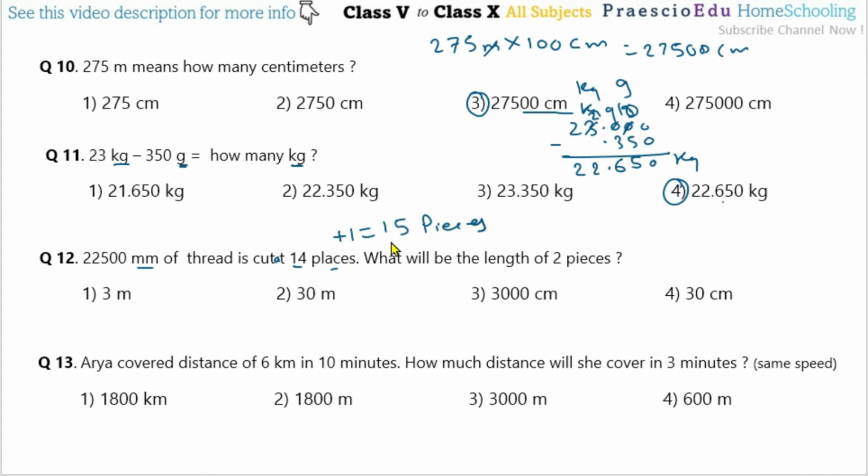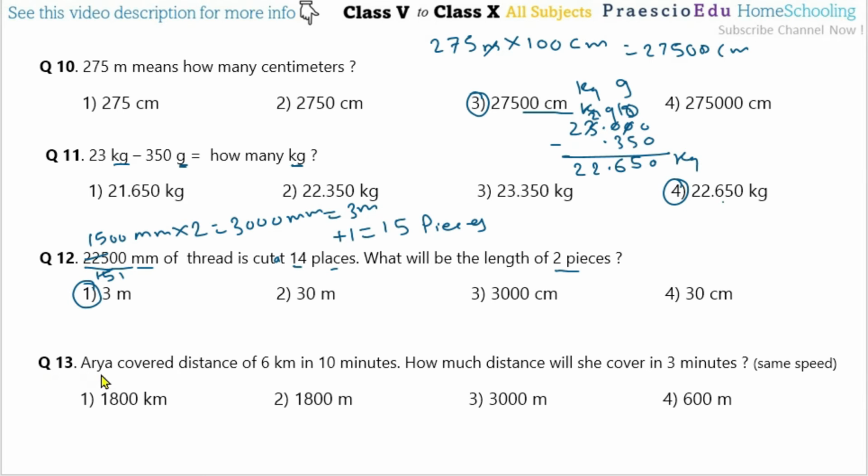Okay, we can say, if we divide 22,500 by 15, we are getting 1500. 15 ones are 15, and 15 fifteens are 225, and then this 00. So 1500 is one piece, but asking about two pieces, so multiply by 2, that is 3000. 3000 means we can say 3 meter, because 1000 is equal to 1 meter. So this is given in option number 1.